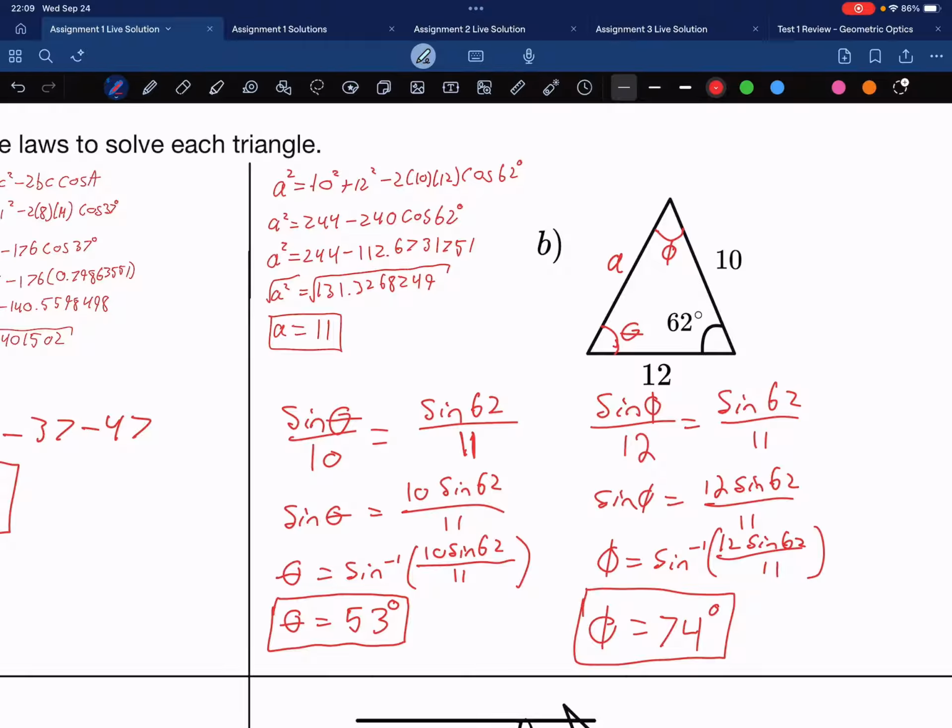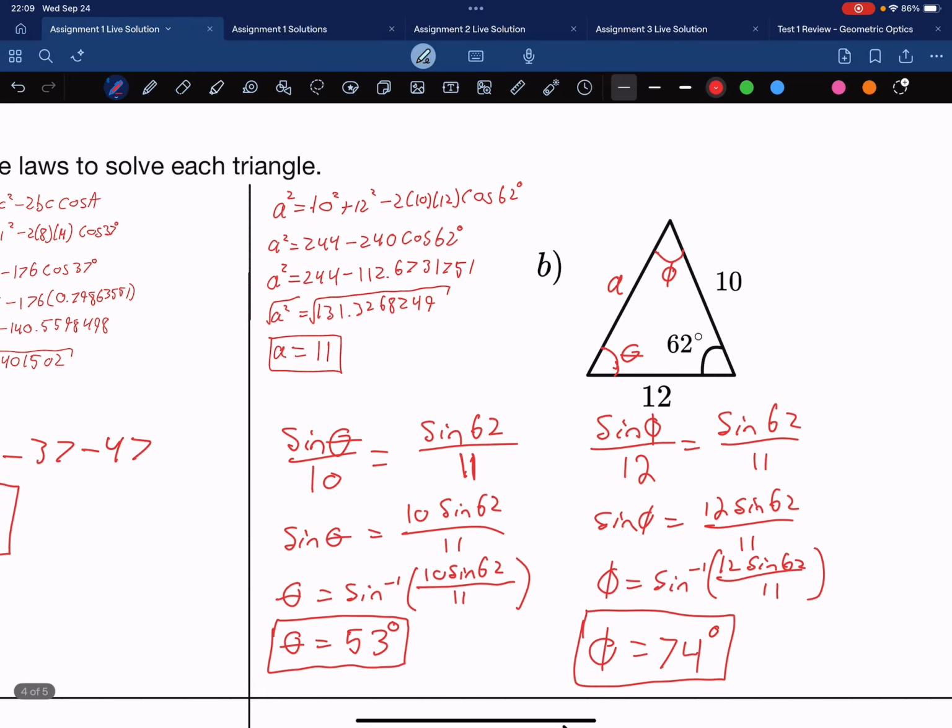The 11 was rounded, and it was used in every angle calculation. So, of course, our numbers are going to be off. Now, if you keep every decimal place, you should get more accurate numbers. Again, I'm marking for method.